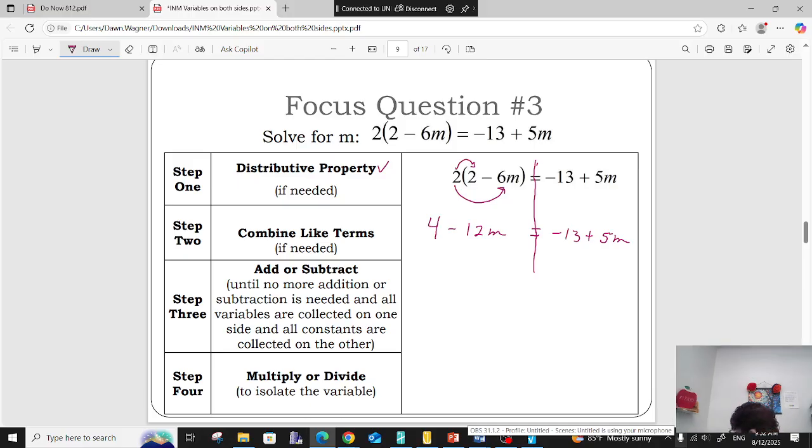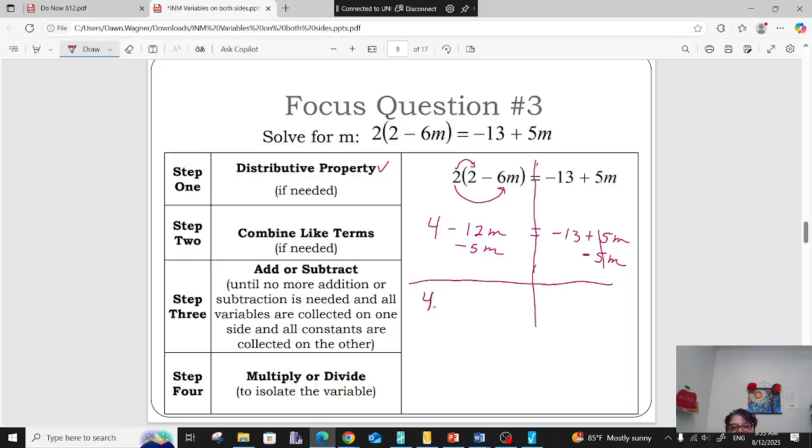Now I have to get variables to one side, constants to the other. Since I know that our next lesson is inequalities, I want my variables here, so I'm just going to keep teaching it this way. So I'm going to subtract 5m, subtract 5m, bloop, that cancels, right? And I have this 4 minus 17m is equal to negative 13. Did I lose anybody?